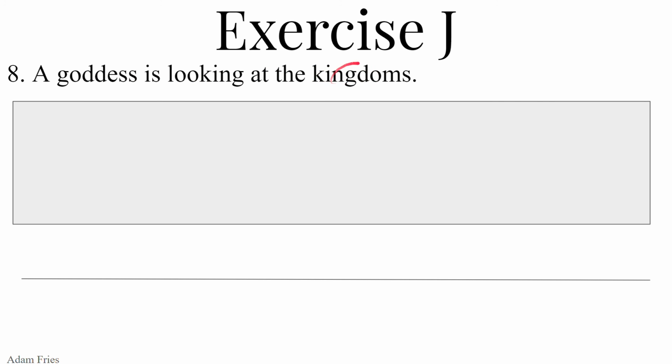Kingdoms is the direct object receiving the action of the verb looking at. Remember, "at" is part of this verb, looking at. So kingdoms, accusative direct object. So this is going to be plural accusative of regnum, neuter. So dea spectat regna, or more like a Roman would say it, dea regna spectat. Or dea spectat regna, or something like that, some permutation of the three words.